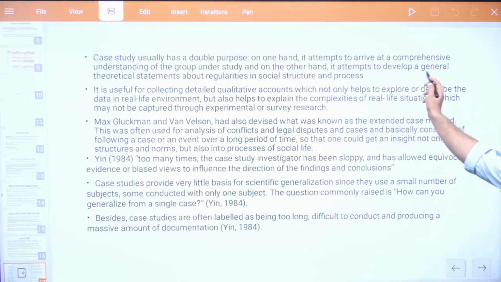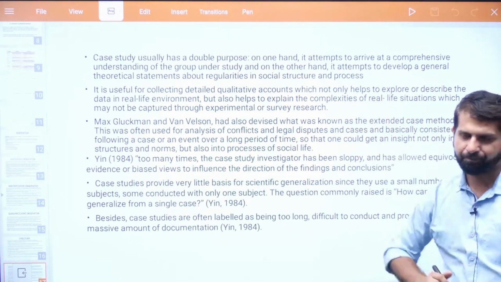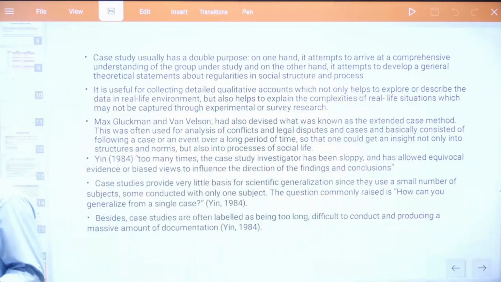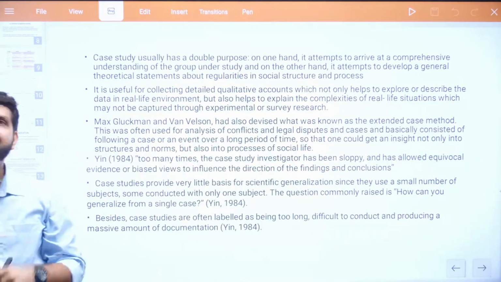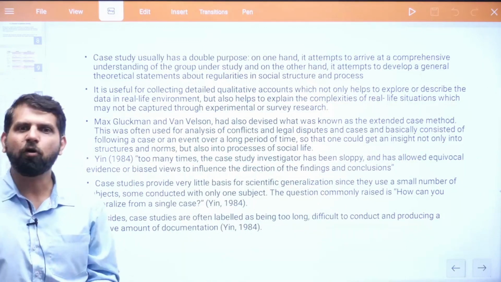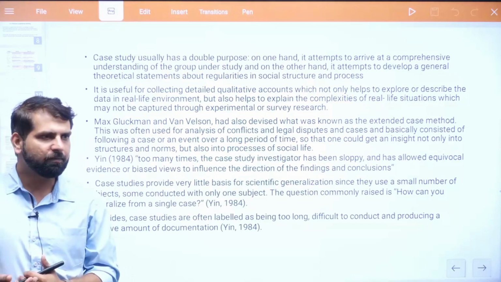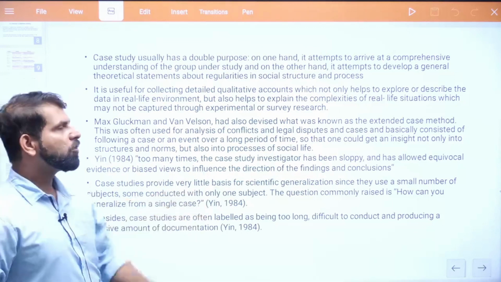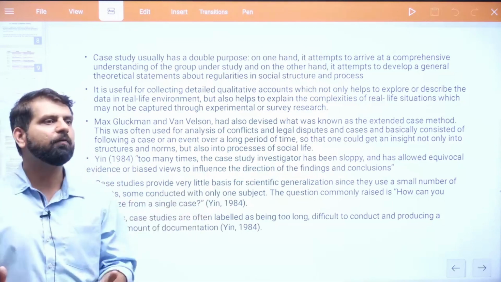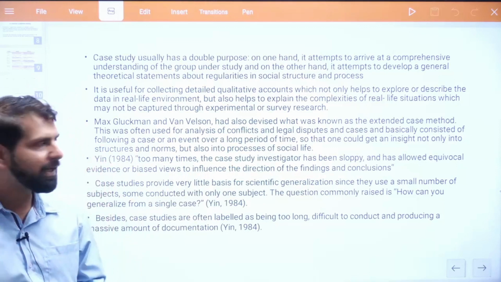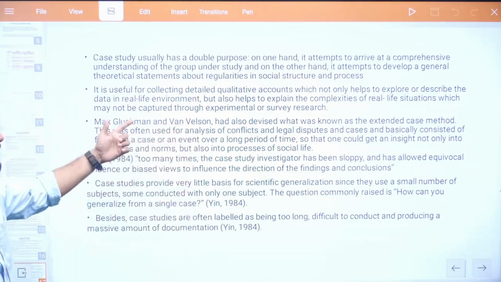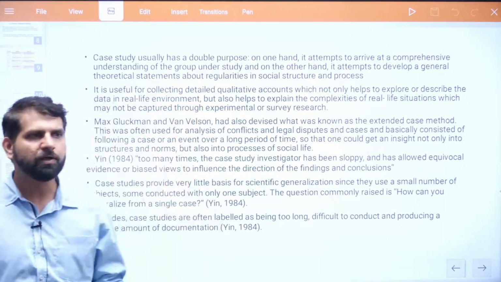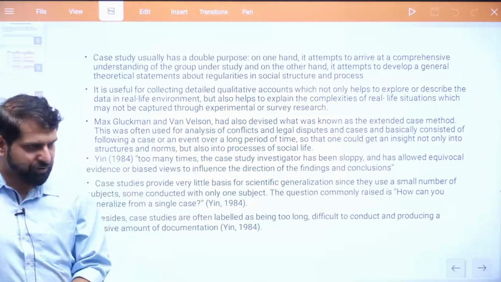So case study has double purposes. First is it attempts to arrive at a comprehensive understanding of the group under study. Whatever you are researching, you are trying to bring out a detailed understanding of the processes and mechanisms involved in the formation of that group, or the process you are studying. So you are bringing forward a big story of what you have understood. And second, it attempts to develop general theoretical statements about regularities in social structure and processes. Whatever you have understood, you now situate it in a theoretical dimension.